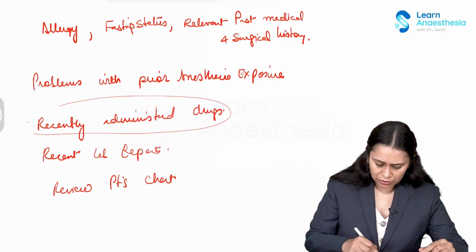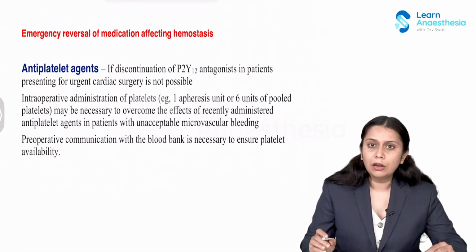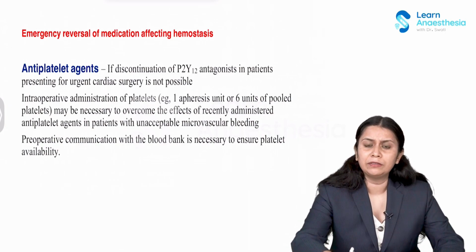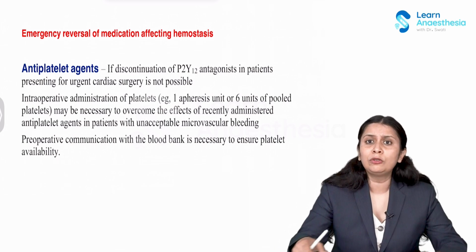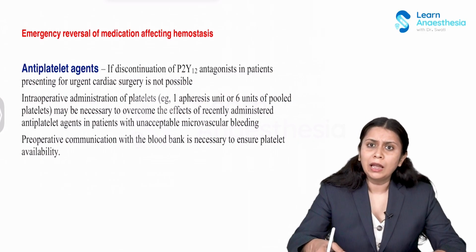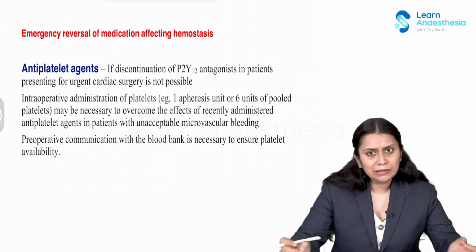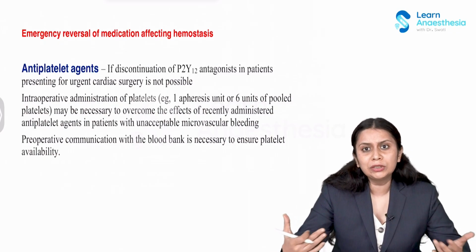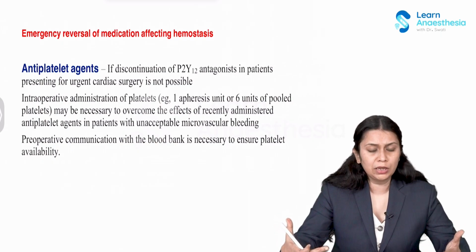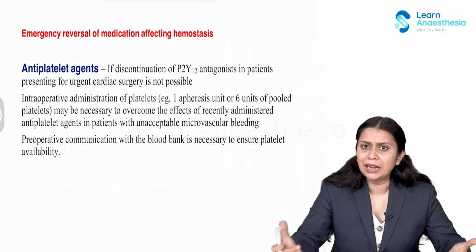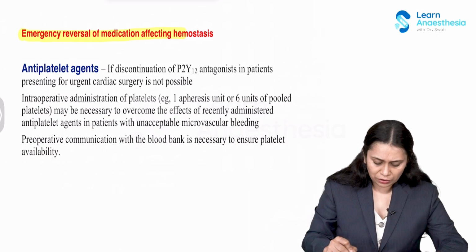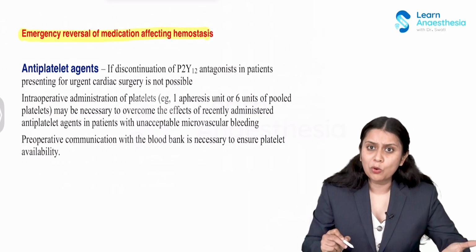Regarding recently administered drugs, we need to be very careful about the anticoagulants or antiplatelet drugs these patients may receive, right? This is a 74-year-old patient who may have a lot of cardiac comorbidities. He may be on a lot of anticoagulants or antiplatelet medications that have not been stopped before the desired time period, and the patient has to be taken for emergency surgery. So, we need to reverse the effect of these anticoagulants for safe surgery to happen. Emergency reversal of the medication affecting hemostasis may be required in these patients.